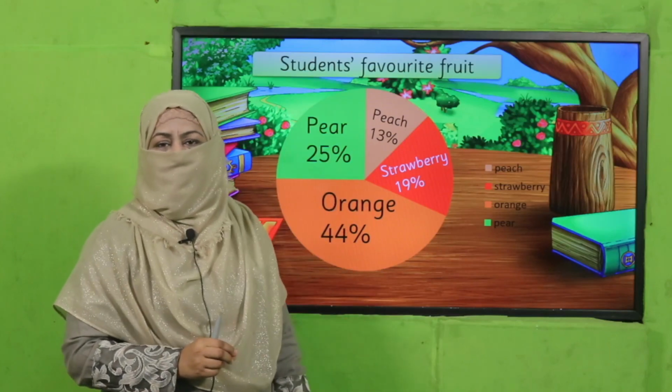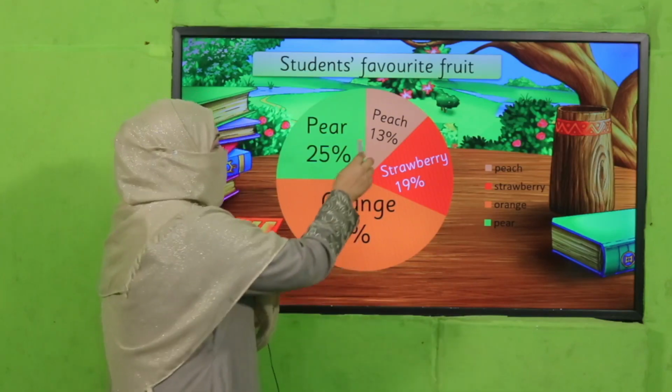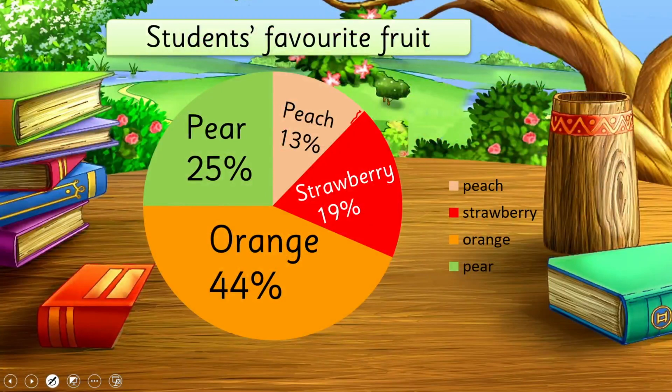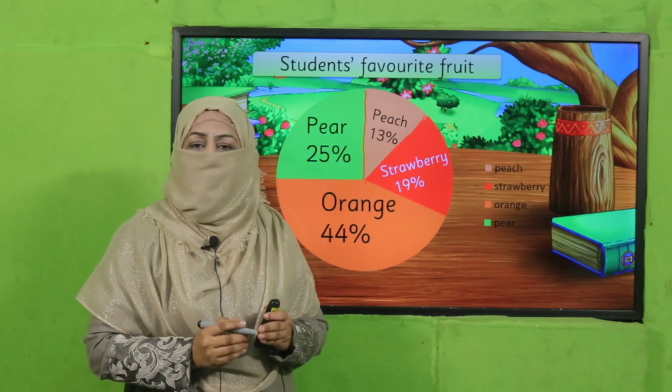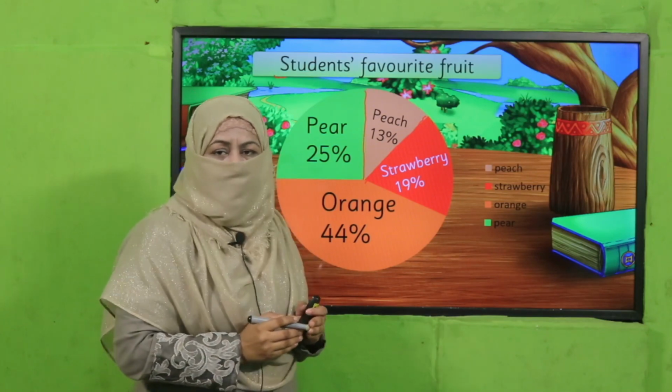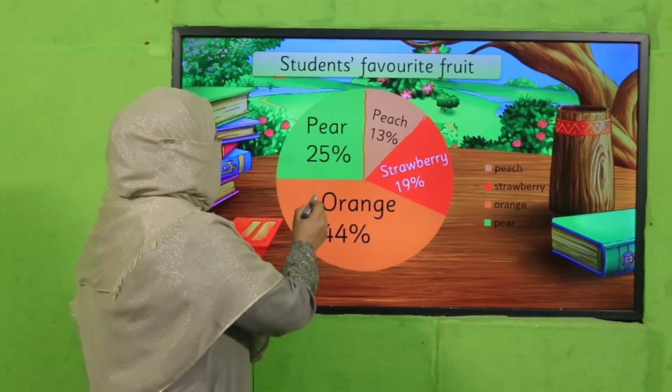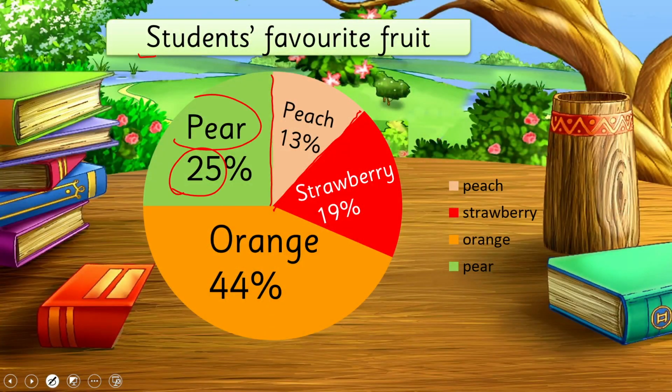This is how a pie looks, just like a pizza. So one part is called a pie. You see, this part is called the pie. How do we do it? For example, there are 100 students and we ask them which one is your favorite food, right? So out of 100, 25 say I like pear, 13 say I like peach, 19 say I like strawberry, and 44 say I like orange.